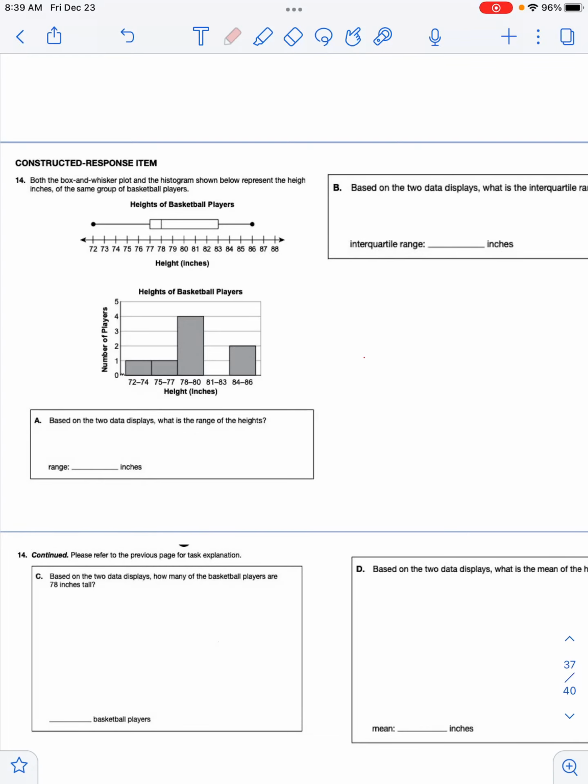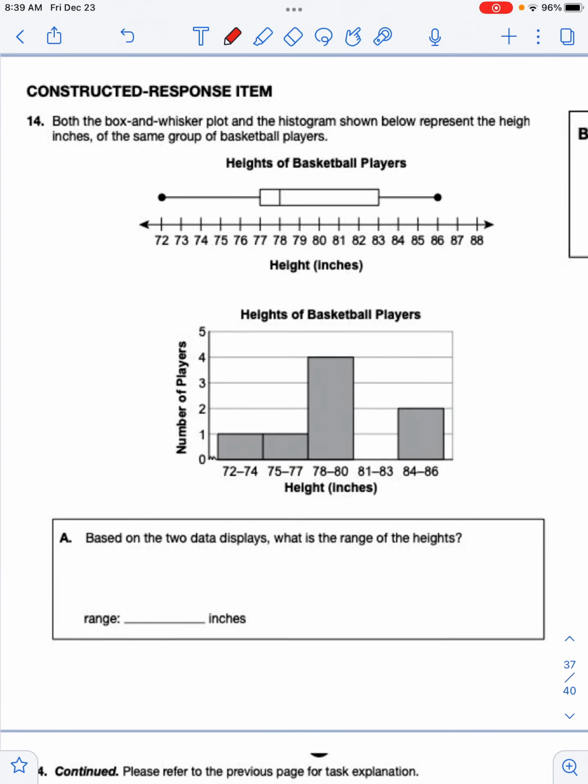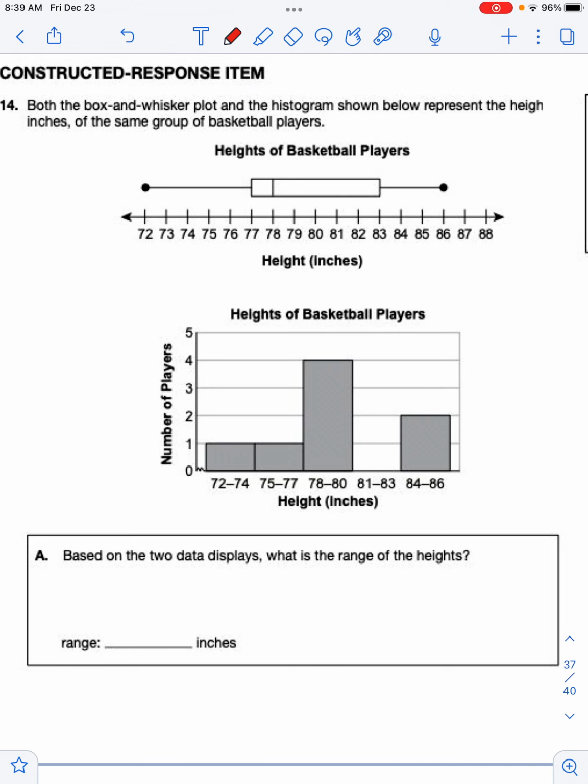All right, so here we are with number 14 on the constructed response. Each of these two diagrams here represents the same group of basketball players. We're going to try to answer each of these questions. Notice they don't give us the exact heights of each player, but we're going to have to use some clues from these two diagrams to determine that later in the problem.